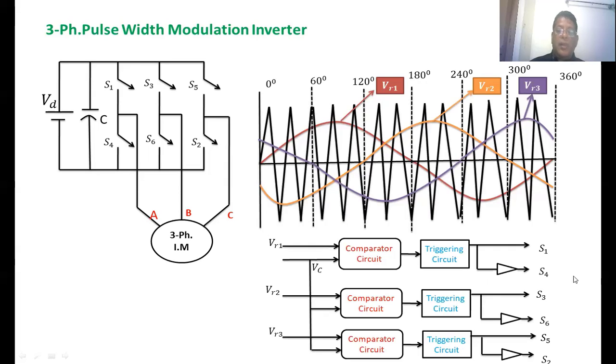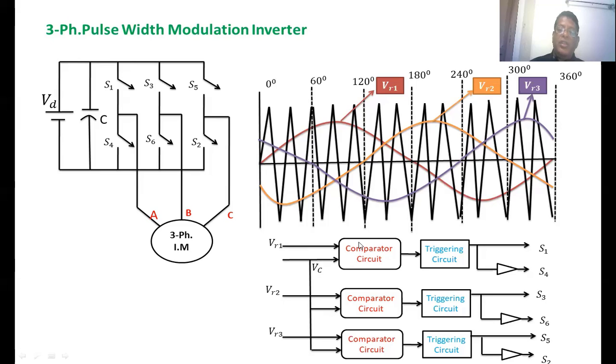Now this is the control circuit diagram. Here we have taken three comparators. One reference voltage is given to the first comparator, the second reference voltage is given to the second comparator, and the third reference sinusoidal voltage is given to the third comparator. The same carrier signal is given to the three comparators.